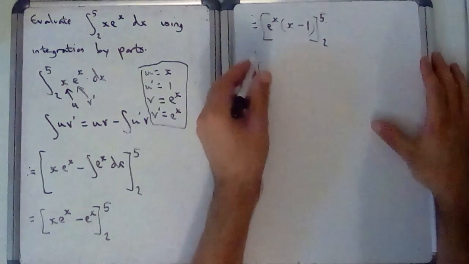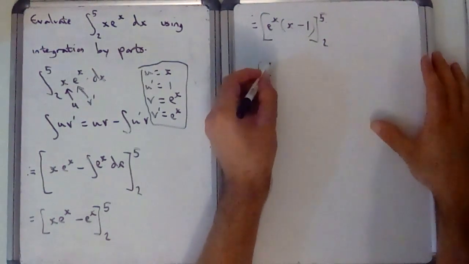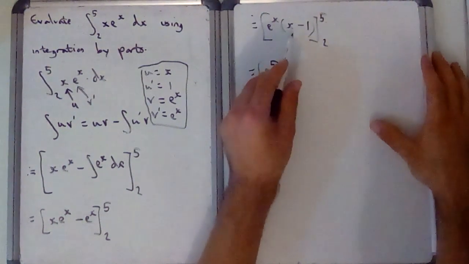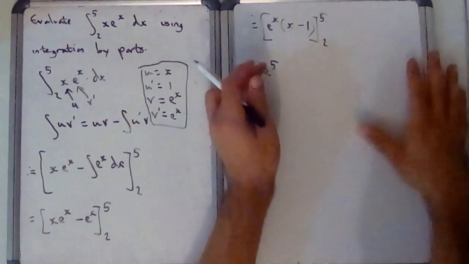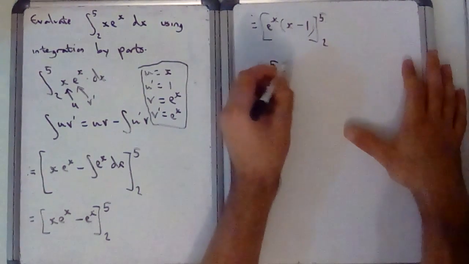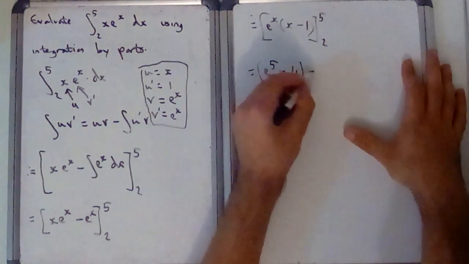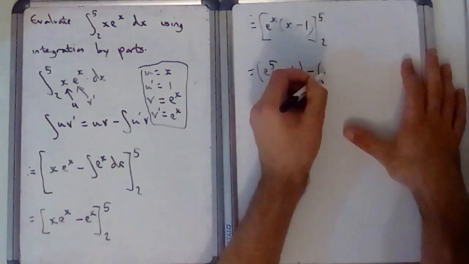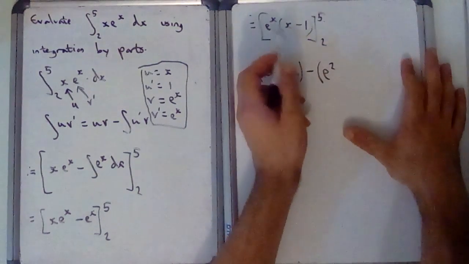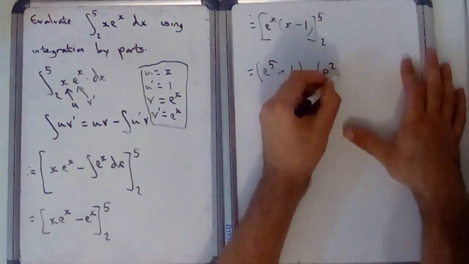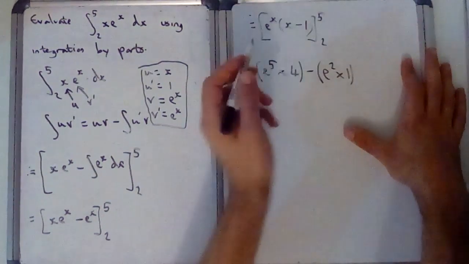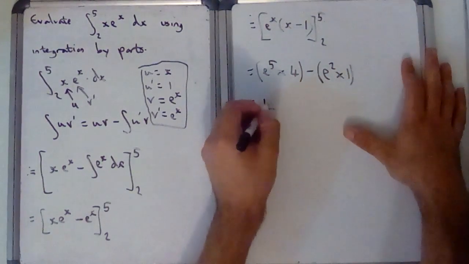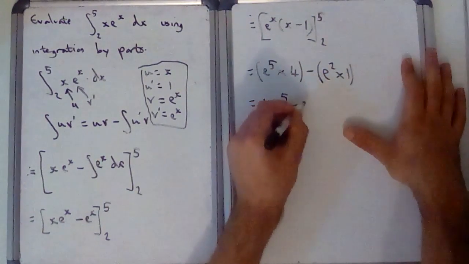So we do the expression for 5: e to the 5 times 5 minus 1, which would be 4, minus e squared times 2 minus 1. So that must be times 1. So we end up with 4 e to the 5 minus e squared.